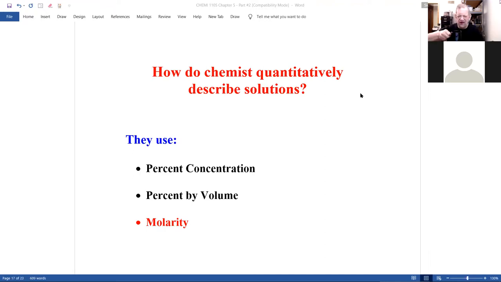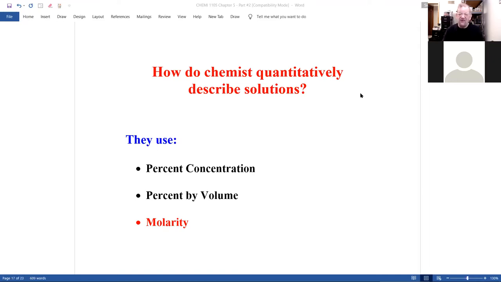the three students, would they come back with the same solution? And the answer would be no, because each one would put probably a different amount of salt with a different amount of water. And they would be different solutions, even though the contents is the same, the amount of each component is different. So how do we, being chemists, quantitatively, that's a fancy word, that means figure out how much, describe solutions?